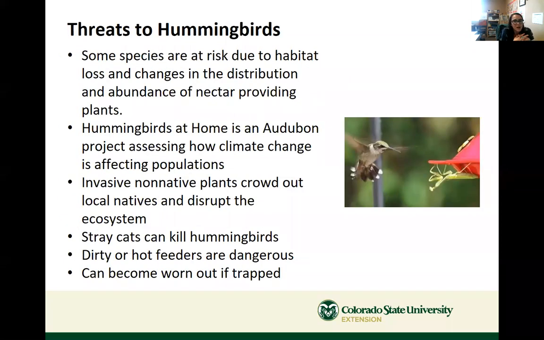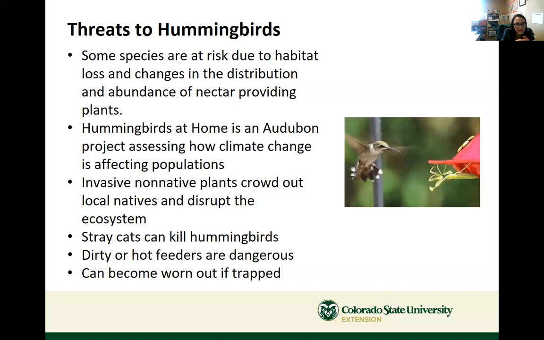Let's talk about some of the threats to hummingbirds. I love this picture. This praying mantis is just scaring the tarnation out of this hummingbird. But there are a lot of threats. Habitat loss, changes in the distribution of their plants, which definitely could be due to climate change. A lot of the distributions of plants are moving north as the climate starts to warm, and some of the hummingbirds don't go that far north. So that is harmful to them, absolutely. Hummingbirds at Home is an Audubon project that's assessing how climate change is affecting those populations, and I'll show you more about that here in a second.